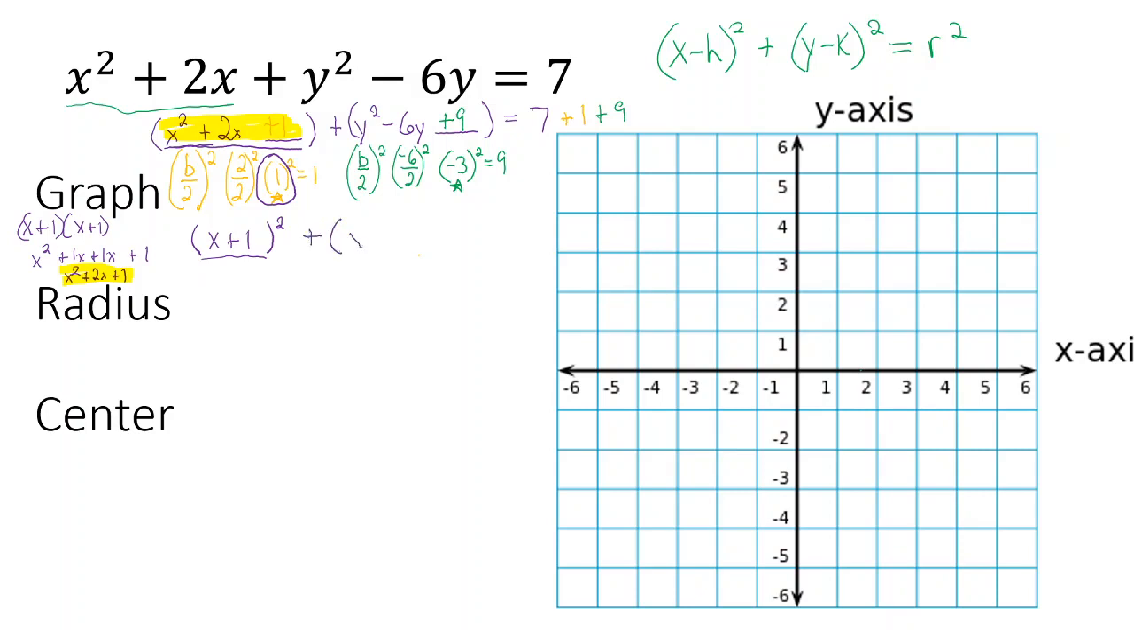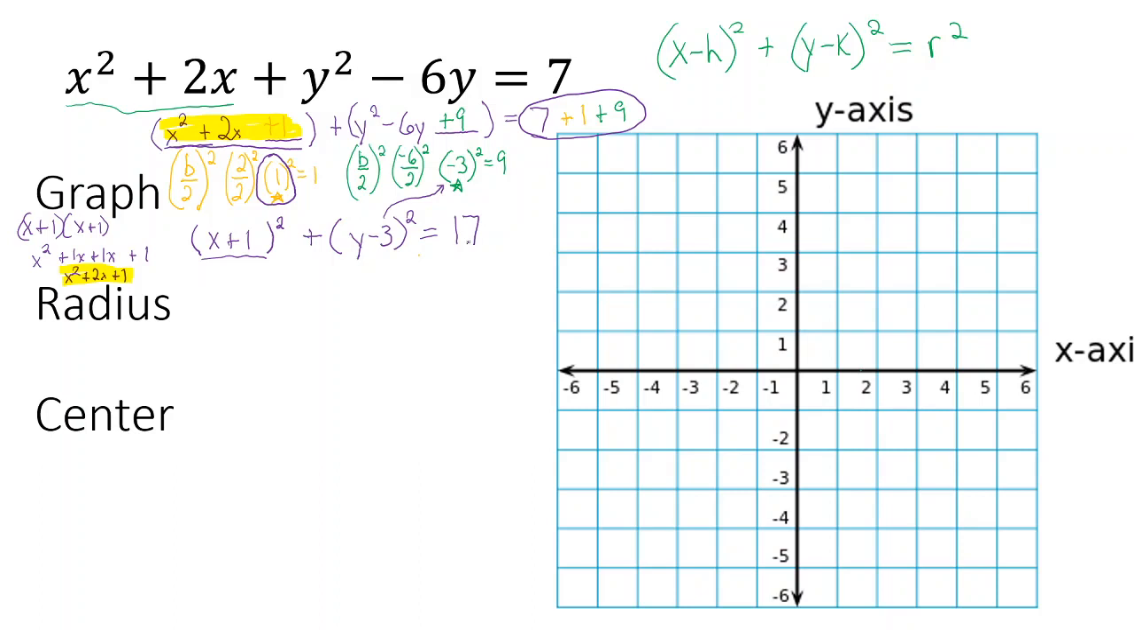I can do the same process with y. With y, it's going to be y minus 3. Do you know why I used negative 3 there? I hope you said it's because it's what I starred right over there. And then it equals the sum total of these values right here. 9 plus 1 plus 7 is 17.